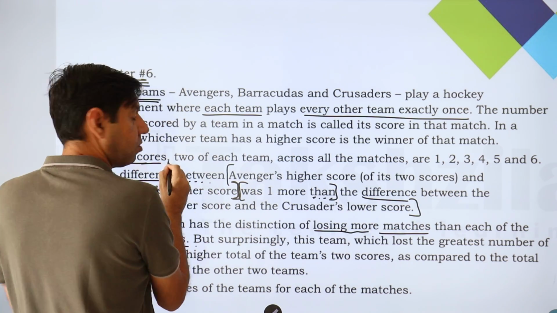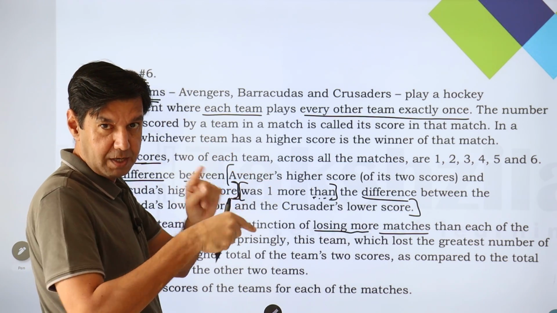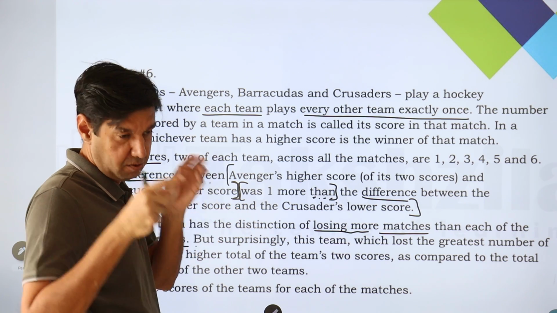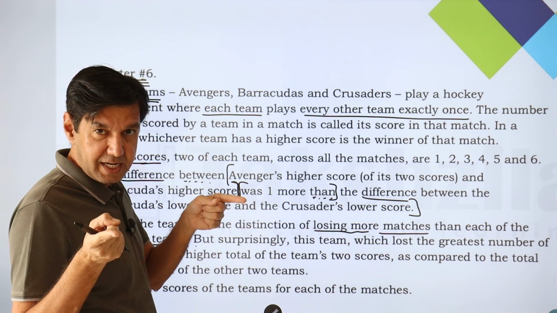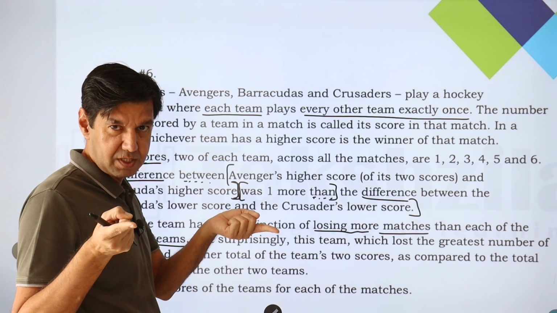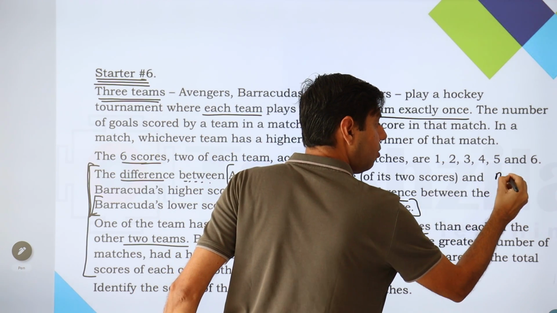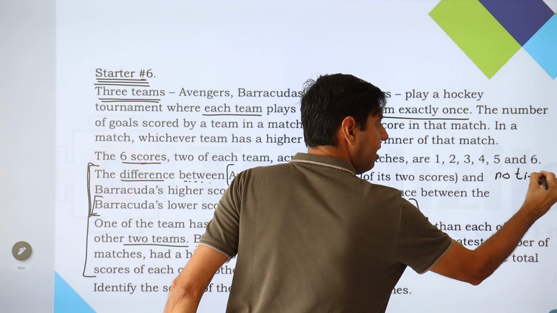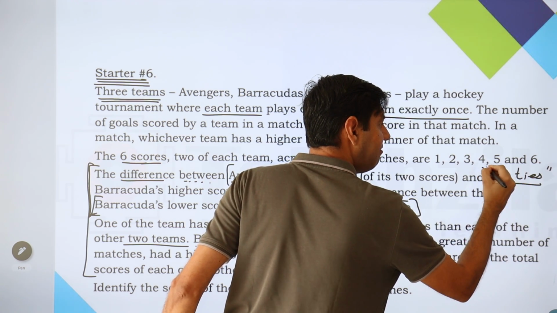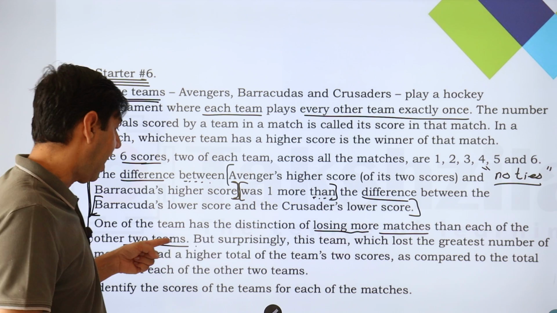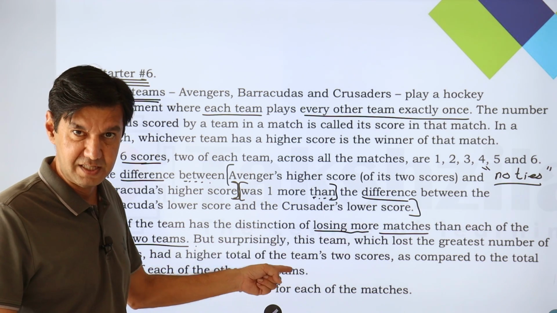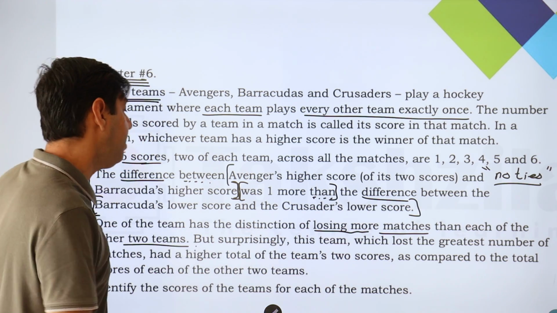The 6 scores. Scores are the goals scored by each team in a match. One match, 2 teams. One team scores some goals, another team scores some goals. So that is 2 scores. This also suggests there are no ties. So again, if you're worried about that, some easy giveaways I'm giving to you. So there are no ties and one team has lost more matches. This is your ideal starting point.